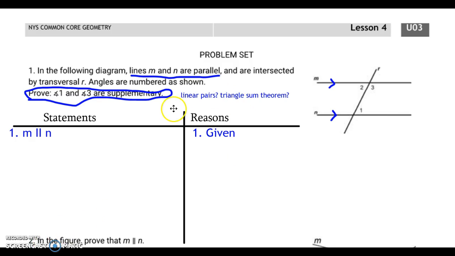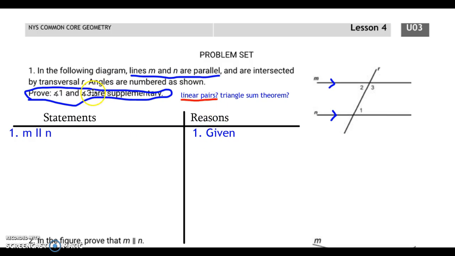All right, the first thing I did was annotate my problem. I underlined that lines M and N are parallel. I circled the prove, where it says angles 1 and 3 are supplementary, and I labeled my diagram with these 2 arrows that indicate parallel. M is parallel to N, which is given.